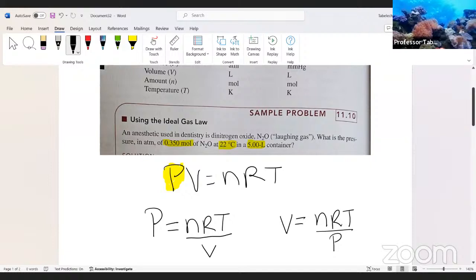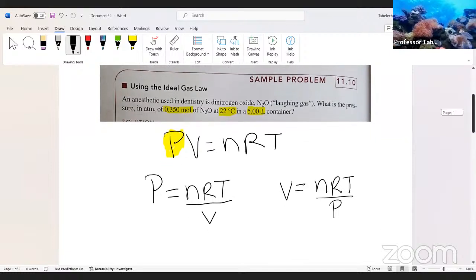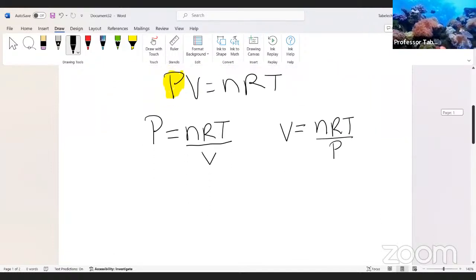Now, what you're going to do, since we're looking for pressure, let's go ahead and write out what we were given: P, n, R, and the T.